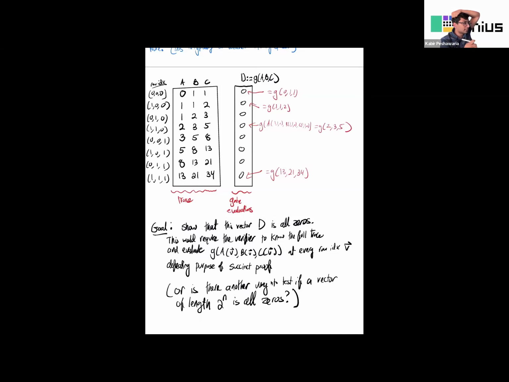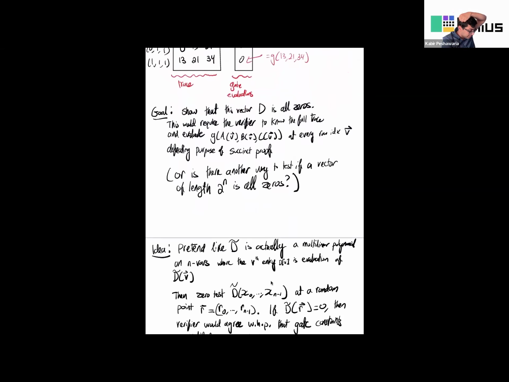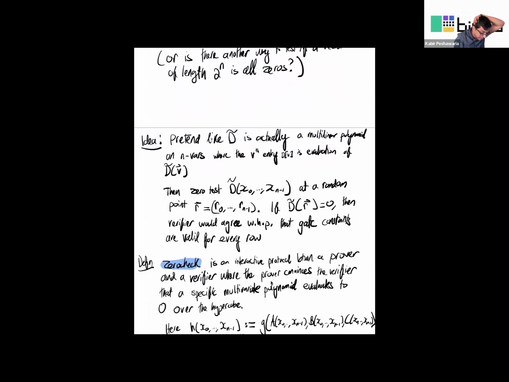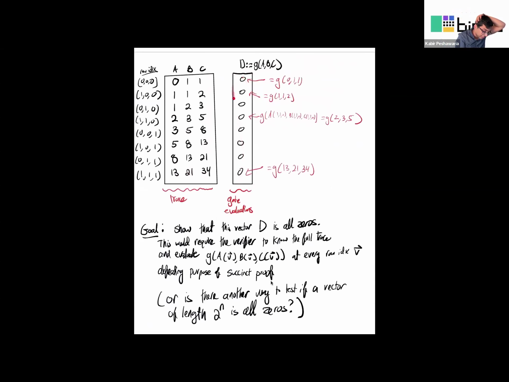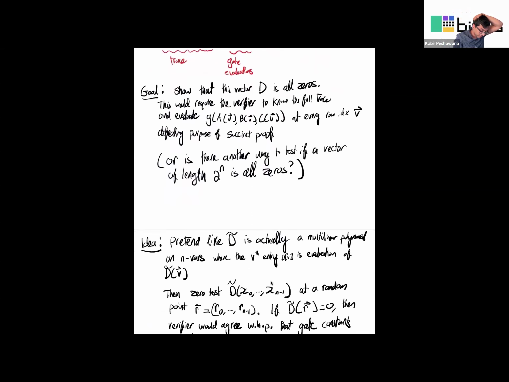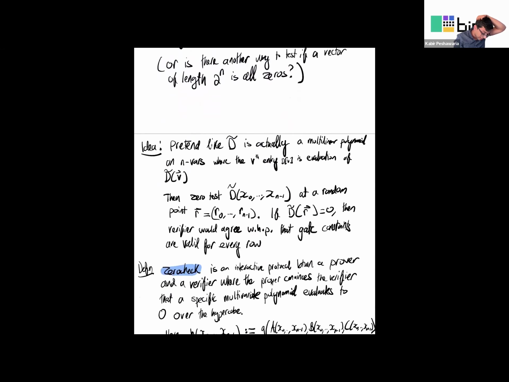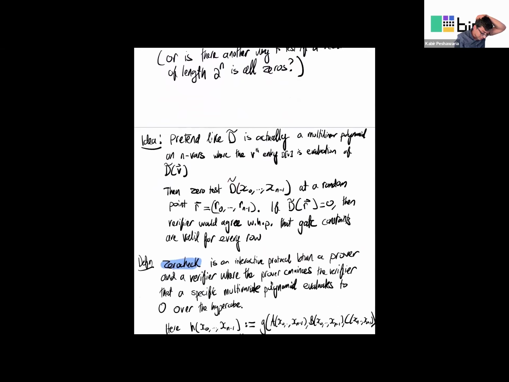But yeah, this is basically what we call Zerocheck. So again, just restating, the idea is we pretend like this function D, a vector of values that are associated with some inputs, is basically a function. We pretend like we have a multilinear extension, which is the multilinear extension of this function. And then we're going to 0 test this multilinear extension at a random point. And if it's equal to 0, then the verifier is satisfied that the gate constraints are all valid for every row.